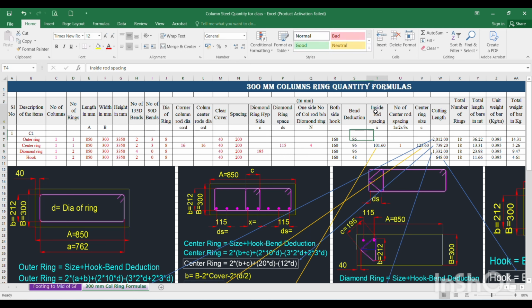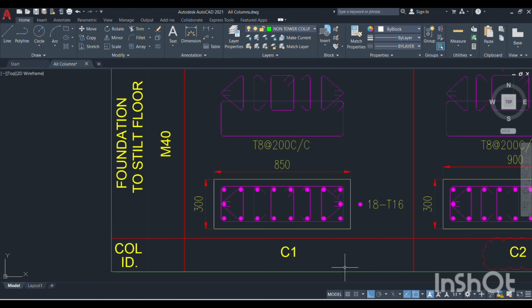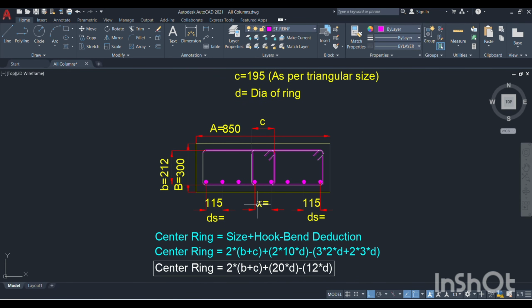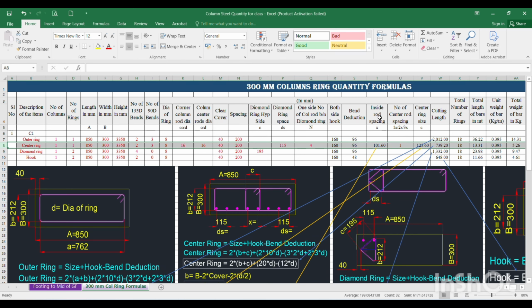I think you can check out this formula. And next, inside rod spacing. Inside rod spacing will come for this center ring. This is the center ring, no. For that center ring, inside column rod spacing, because when you are placing this center rod, in between this center rod, how many of this rod spacing, what we have calculated as x, no. This is the x we have calculated in between this center ring. How many x are there? That is this value, this inside ring spacing, number of center rod spacing. This is 1x or 2x or 3x that has to be entered over here.